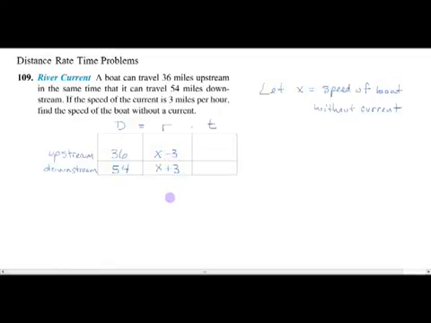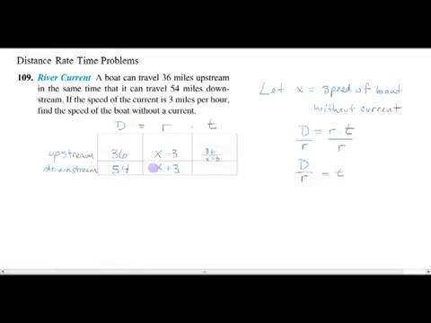I'm not given anything in time except that the problem says that this trip upstream and downstream is done in the same time. I do know that time is distance divided by rate. To see this, let's take the formula distance equals rate times time and solve it for time. We'll divide both sides by r, and t equals d over r. Now let's take this distance, divide it by this rate, and that will be the time that we put in the chart.